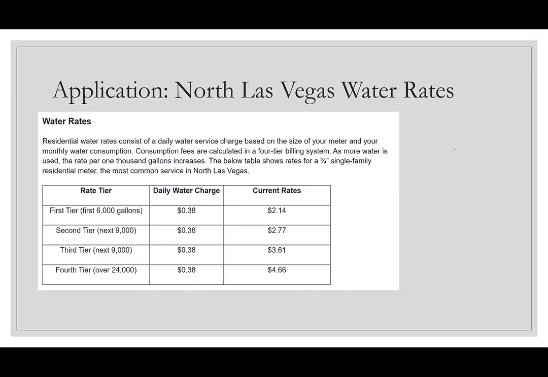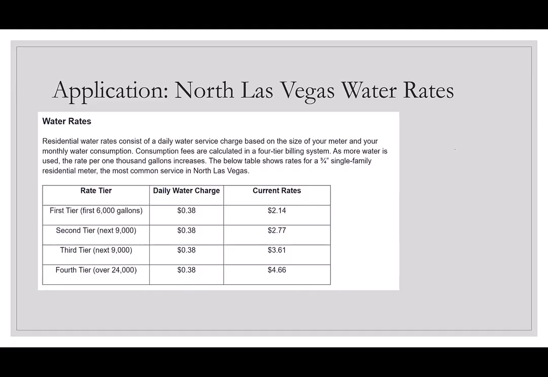It says residential water rates consist of a daily water service charge based on the size of your meter and your monthly water consumption. Consumption fees are calculated in a 4-tier billing system. As more water is used, the rate per 1,000 gallons increases. The below table shows rates for a 3/4 inch single-family residential meter, the most common service in North Las Vegas. This is the rate per thousands of gallons.